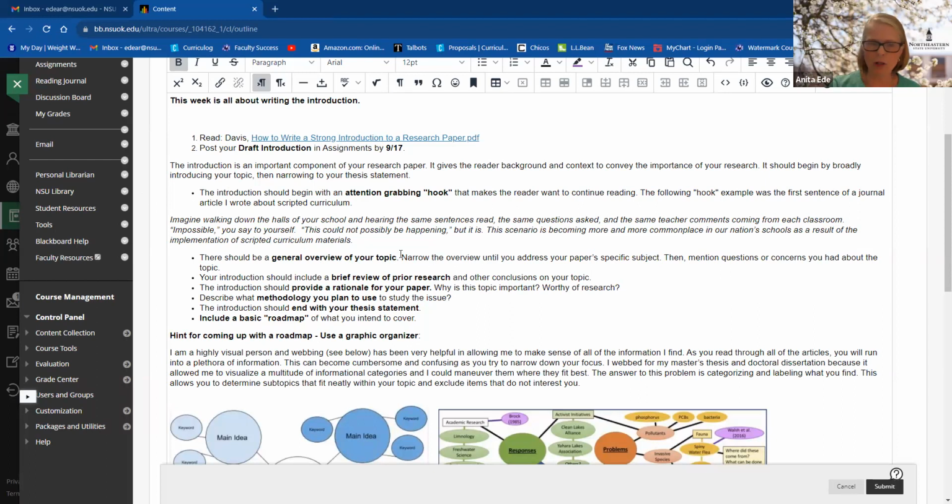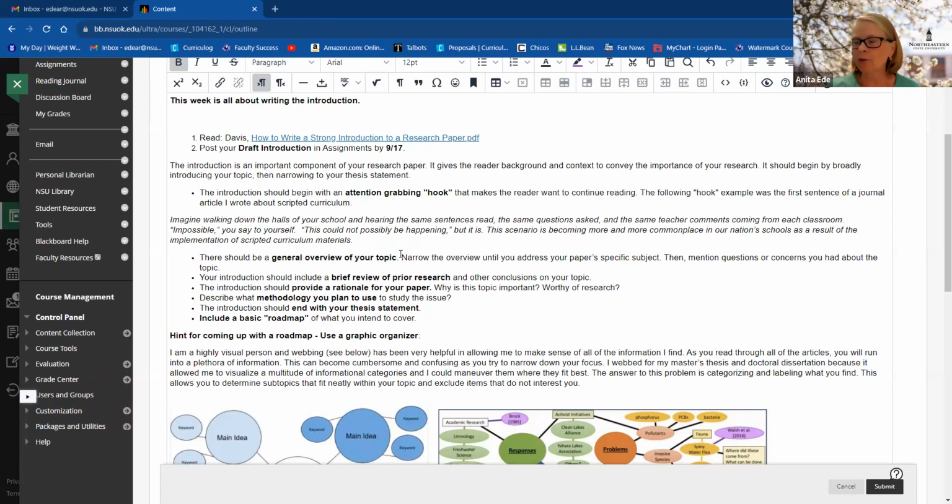Imagine walking down the halls of your school and hearing the same sentences read, the same questions asked, and the same teacher comments coming from each classroom. Impossible, you say to yourself. This could not possibly be happening, but it is. This scenario is becoming more and more commonplace in our nation's schools as a result of the implementation of scripted curriculum materials. So now I've hooked you in. You want to see what else I had to say, right? Okay. So that's the hook.